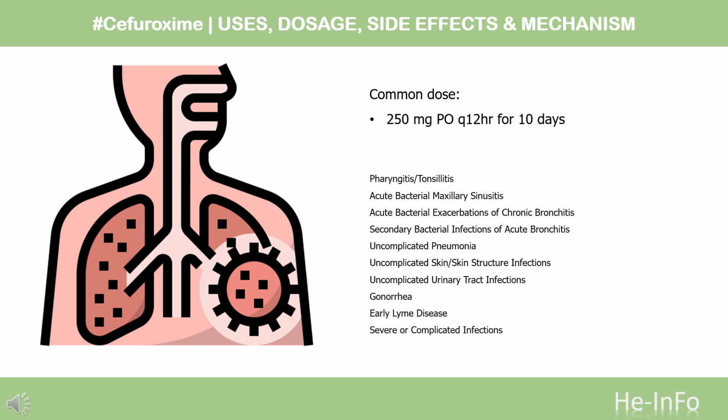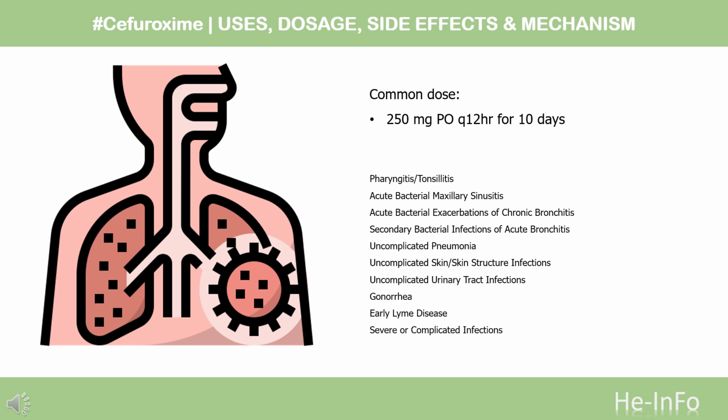Uncomplicated pneumonia: 750 mg IV/IM Q8HR. Uncomplicated skin structure infections: 250 to 500 mg PO Q12HR for 10 days, or 750 mg IV/IM Q8HR, switch to oral therapy as soon as clinically possible.